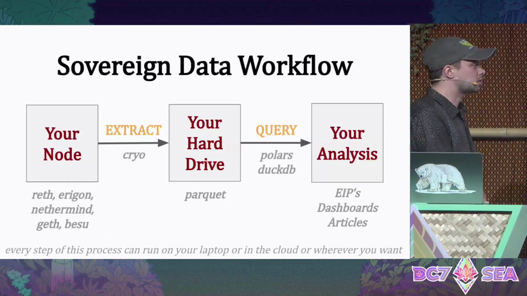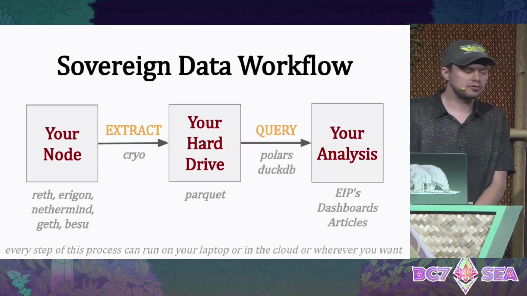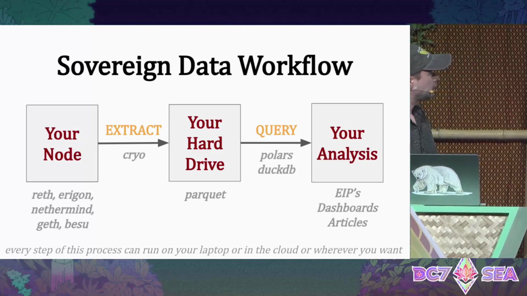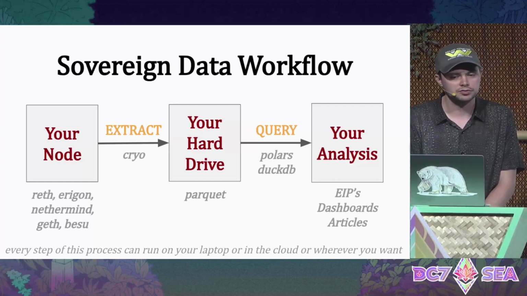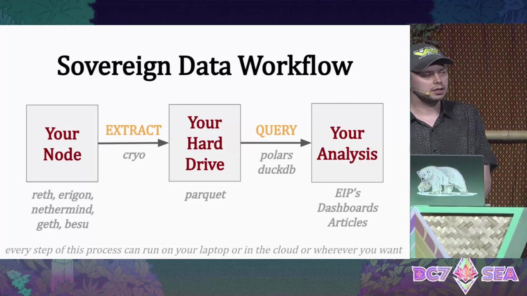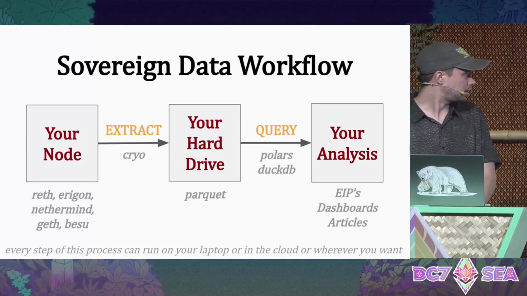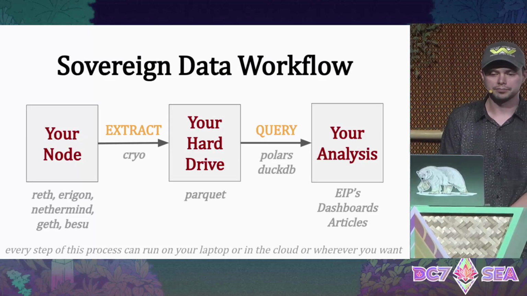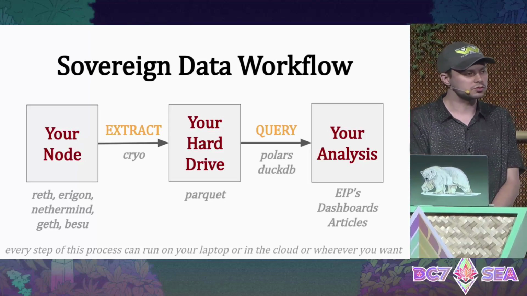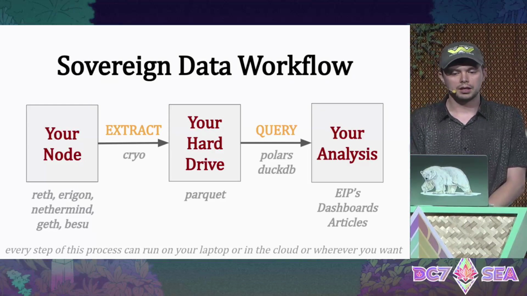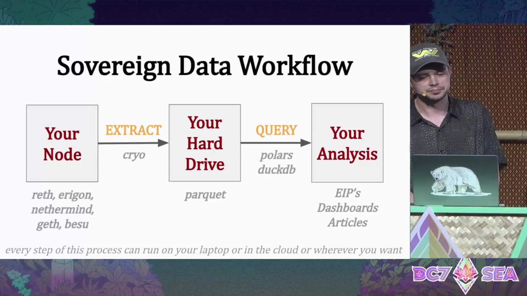So here's a flowchart of how I do most of my work. You start with an EVM archive node, and then you use an ETL tool like Cryo to extract data sets from the node. That data gets saved in files on your computer, often in a modern format like Parquet. And then finally, you query those files using an engine like Polars or DuckDB. And that gives you results that you can use in your EIPs or your dashboards or whatever else.